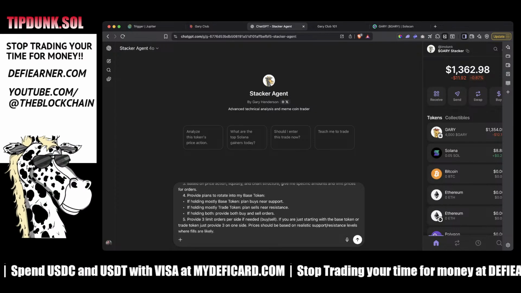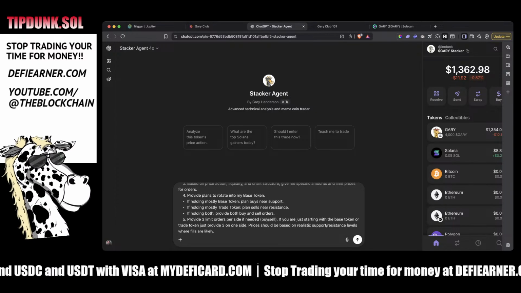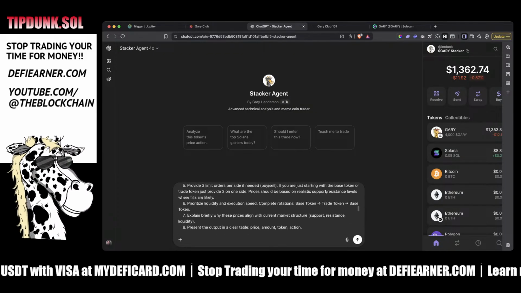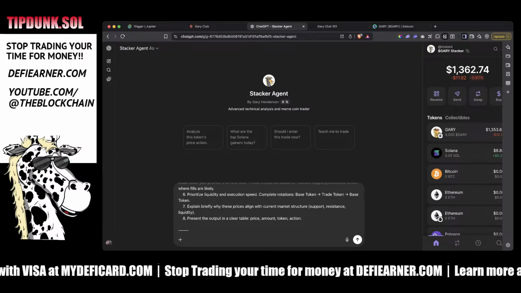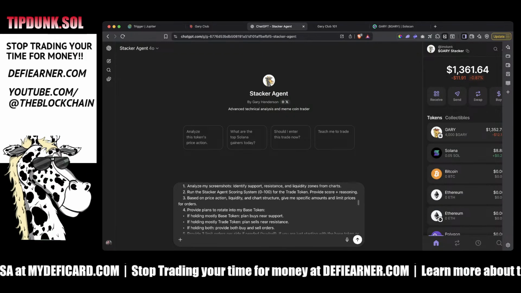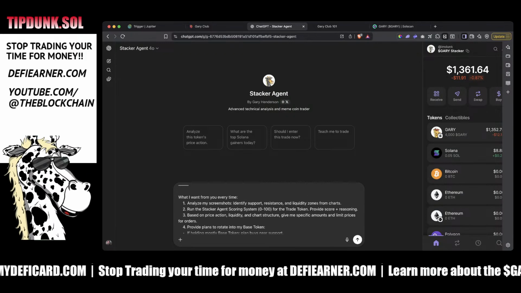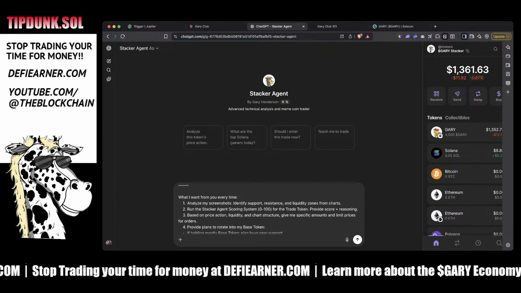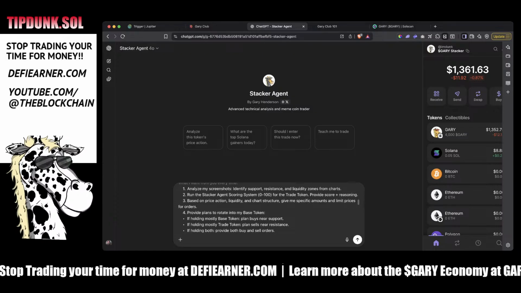And honestly, if everybody did what I'm doing, there'd be even more liquidity and even more trading volume, and that score would even go up higher. So I have all these different options. So let's see, analyze the screenshots, run Stacker's score based on the price action, liquidity, chart structure, give me a specific amount and limit price for order.